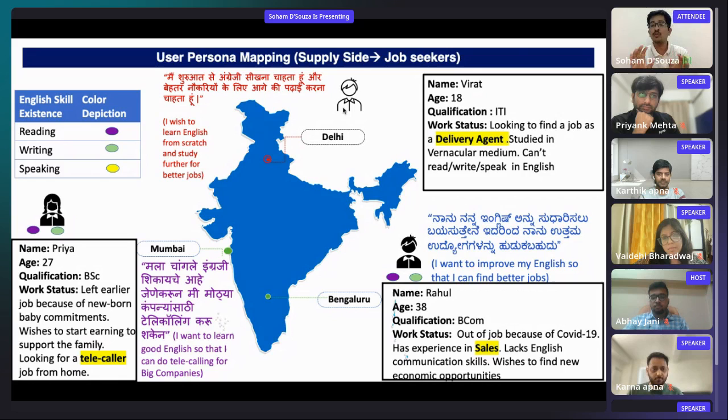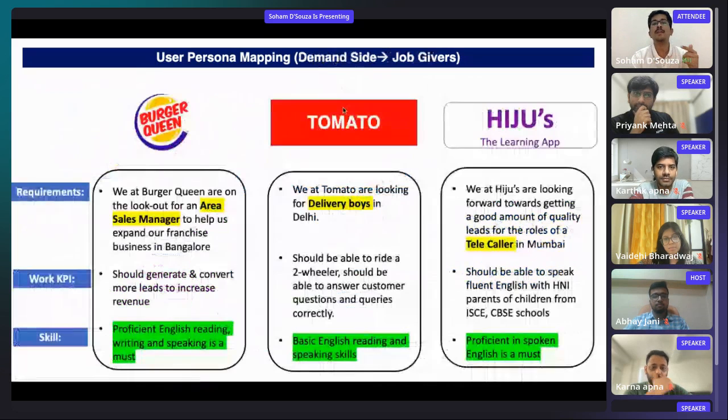Third is Rahul. So why did I take Rahul? Because he reminded me of a senior of mine in sales who was just a BCom graduate, had a great amount of experience, and was towards the higher side. Generally, I wanted to put a higher age person because they are also looking for a job change. That's why I kept his age at 38. He's out of job currently. He has experience in sales, but he's from Bangalore. He wants to improve his English communication skills to find a better economy.